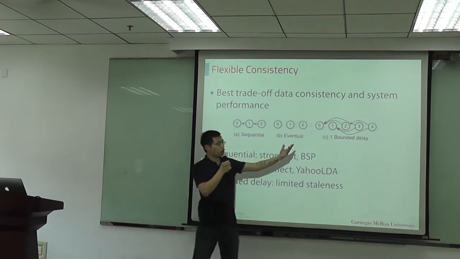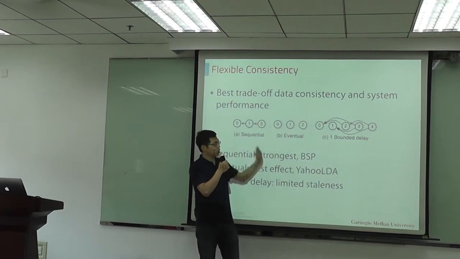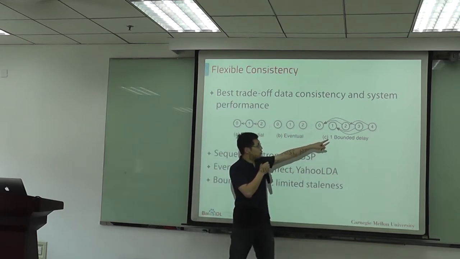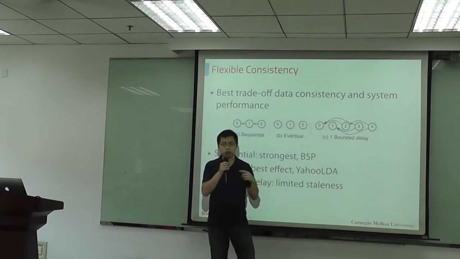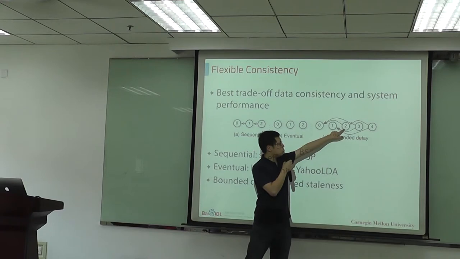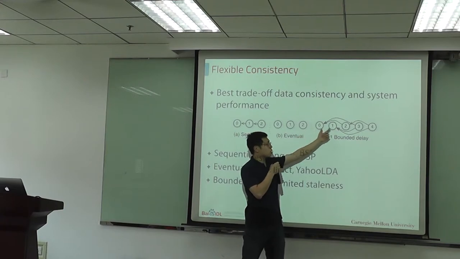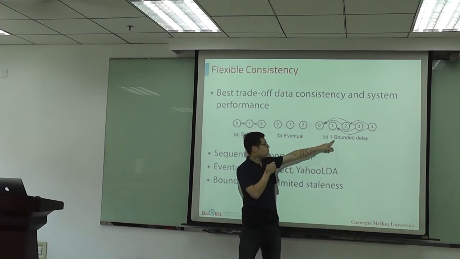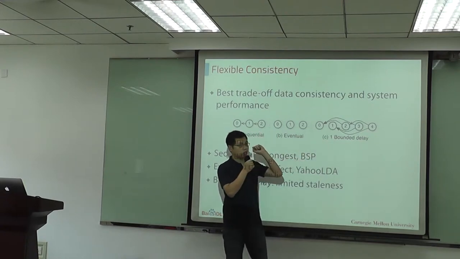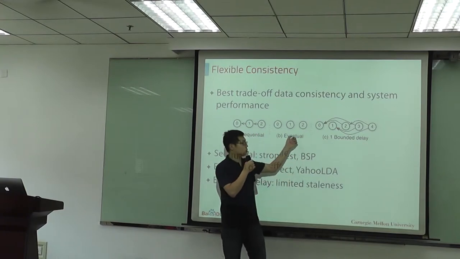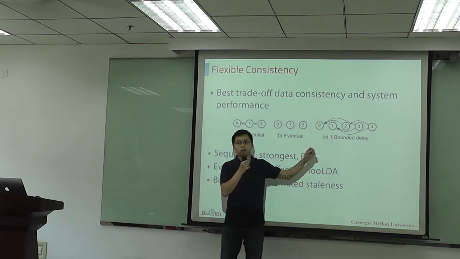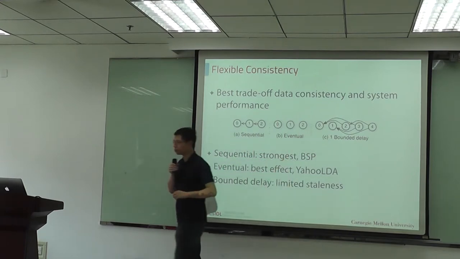And the next is the trade-off between the strongest and the weakest. That is, we allow some data inconsistency, but we make sure that the data is not too different. That is, iteration 2 can be started at the same time as iteration 1, but you need to finish the task one time over. That is, a bounded delay, and you can change this value. From 0, you get sequential consistency. If you make it infinite, you get eventual consistency. So this is a parameter you can tune for this consistency model.